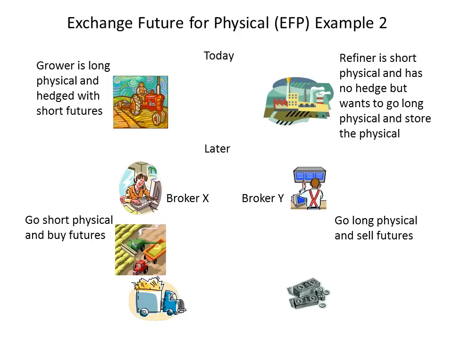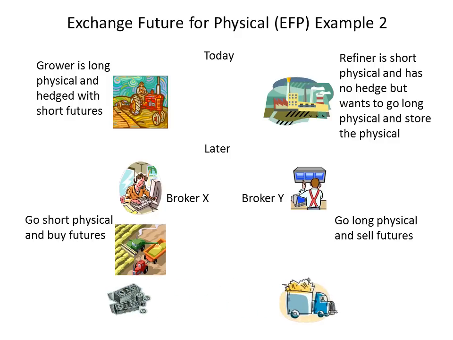Now, notice that the farmer will, of course, deliver the physical, and the refiner will hand over the cash in receipt of the physical. So the farmer has achieved their objective, which is to deliver the physical and close out the futures simultaneously without any execution risk.